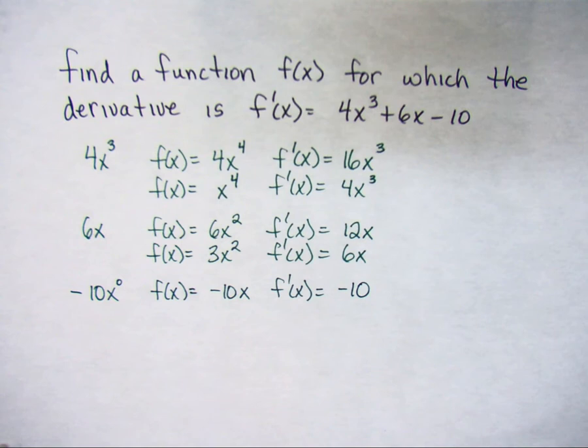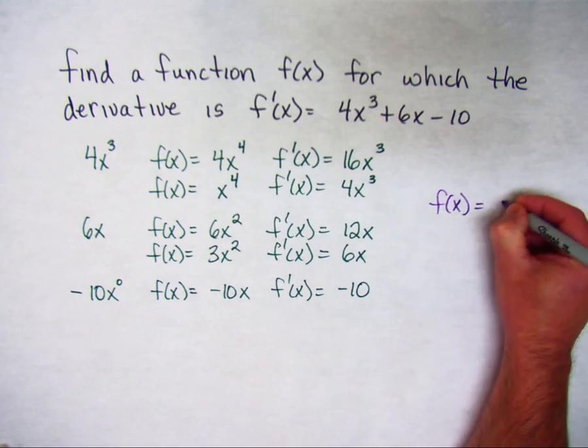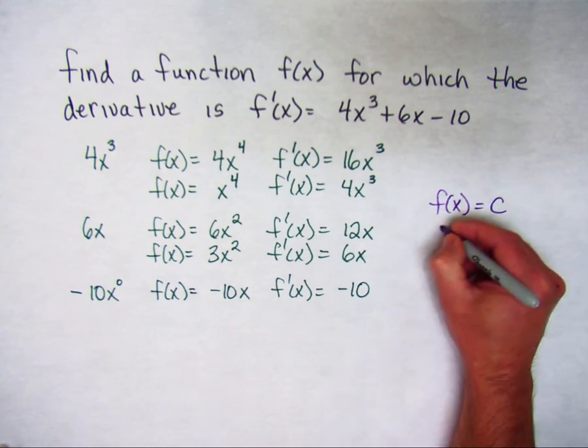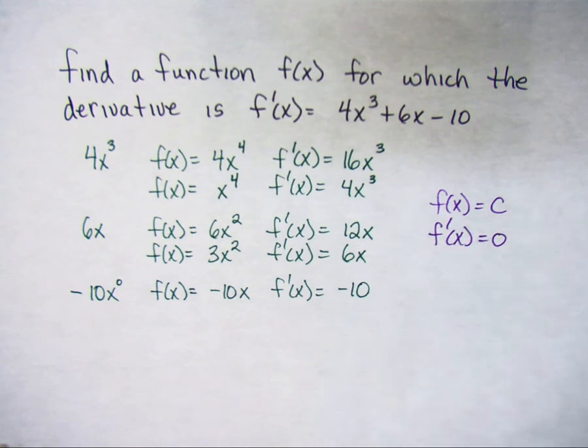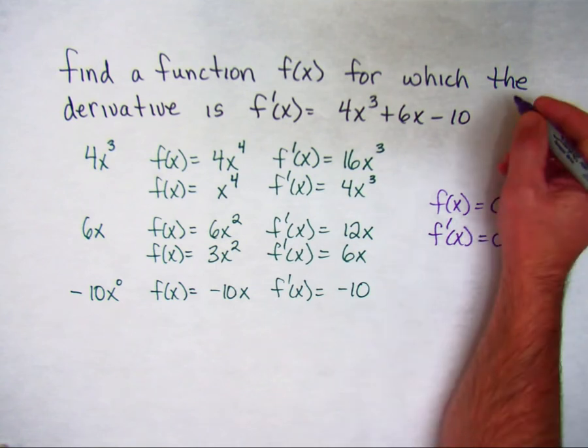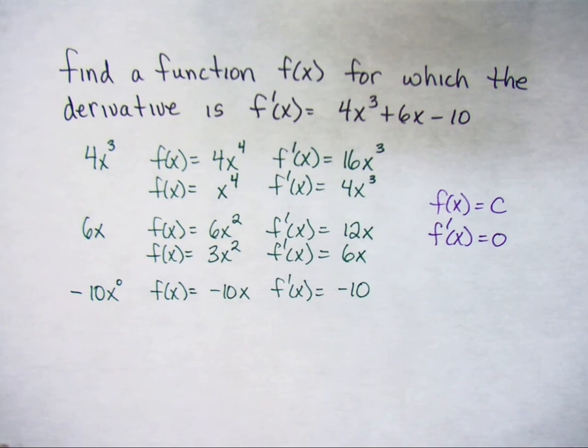But there is one little catch to this. How do we know that the original function didn't have a constant? Because if you recall the constant rule that we learned earlier in the course, if you have a function f of x that's equal to just some constant c, then the derivative f prime is going to be 0. So if you look at the original derivative that I gave you, there could have been something behind this minus 10. There could have been just a number 0 that disappeared when we took the derivative.